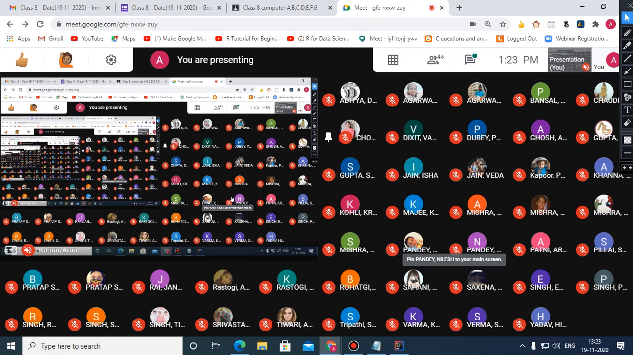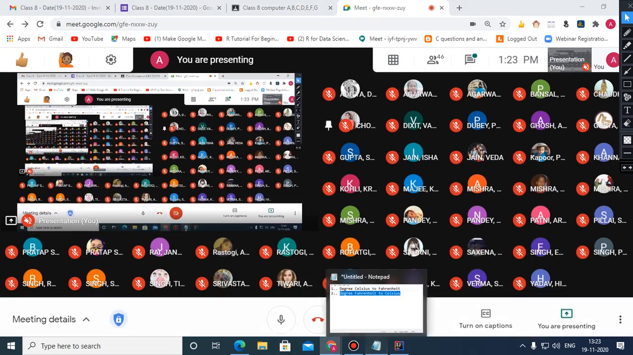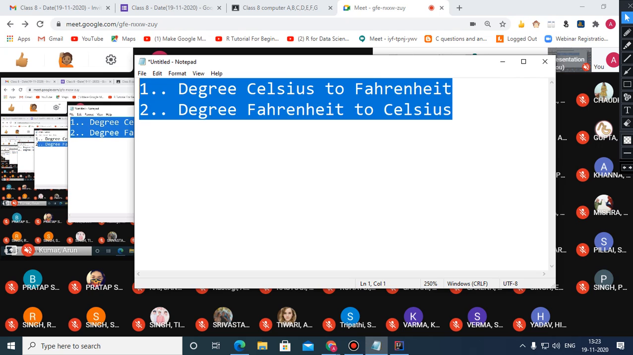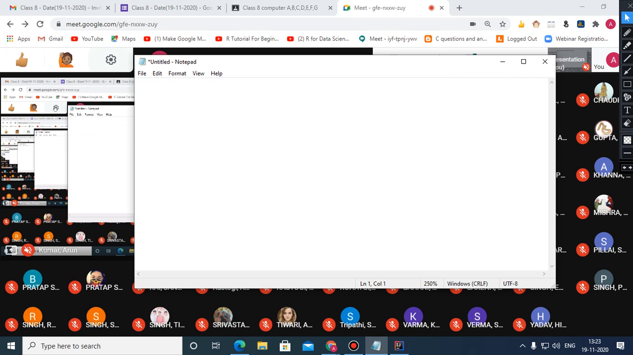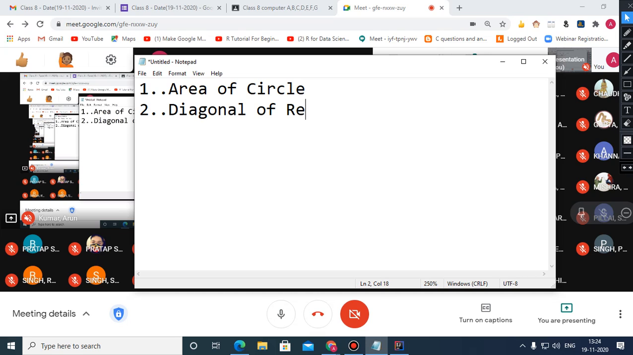So children, now next question. Now the next question is choice 1 area of circle, and choice 2, that is diagonal of rectangle.